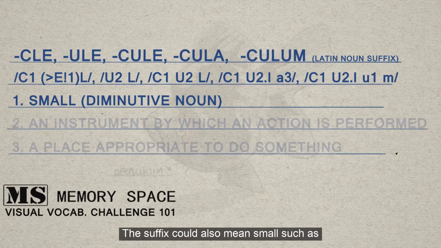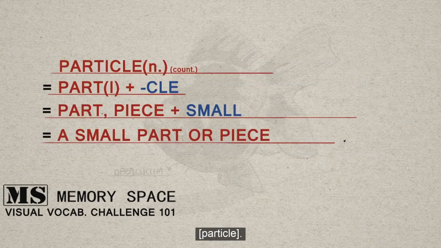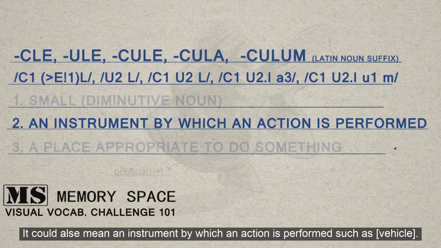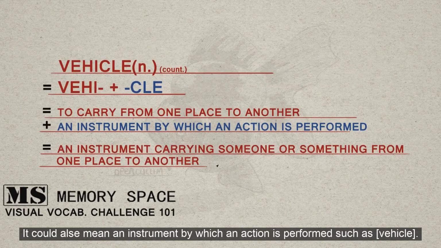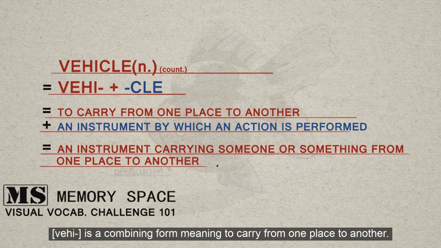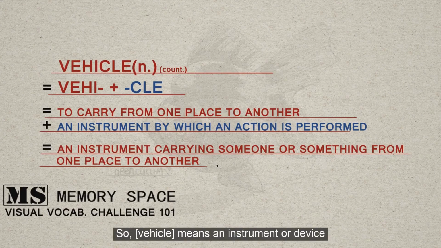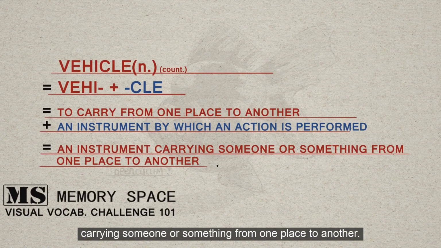The suffix could also mean small, such as particle. Parti is a combining form meaning part or piece. So particle means a small part or piece. It could also mean an instrument by which an action is performed, such as vehicle. Vehi is a combining form meaning to carry from one place to another. So vehicle means an instrument or device carrying someone or something from one place to another.